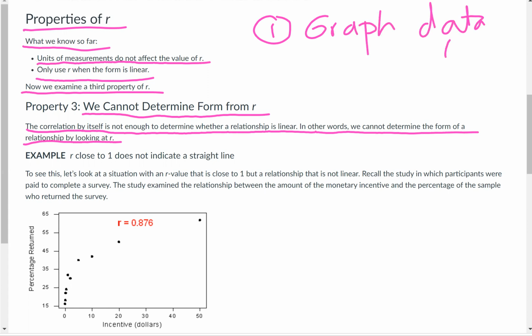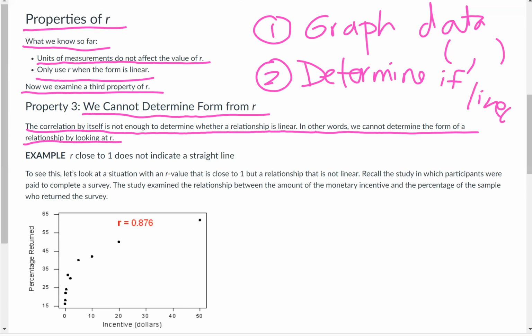Graph data values, the X and Y coordinates, and then determine if it's linear by that. Linear, or approximately linear, I should say. And then use R. If so, use R. Just to find, that'll help us find the best fit.